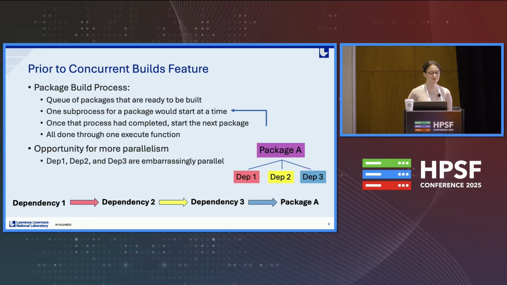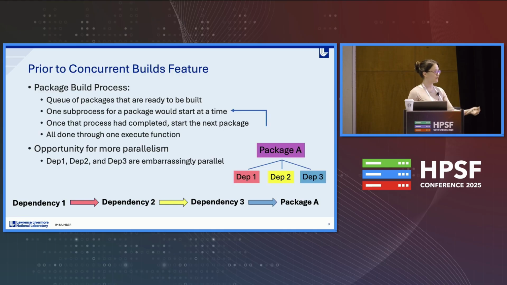Before we go into what I did to enable these multiple package builds, we should understand what was happening before. There's a queue of packages that are ready to be built. Say there's a graph where package A wants to be built, and it has 3 dependencies. Those 3 packages get put into a queue, and once a package is ready, one sub-process for a package would spawn and start at a time. That would go fully to completion, and then we could start the next package from the queue. And this was all done through one execute function, so there wasn't room to start multiple processes with that limitation, but I'll get into that later.